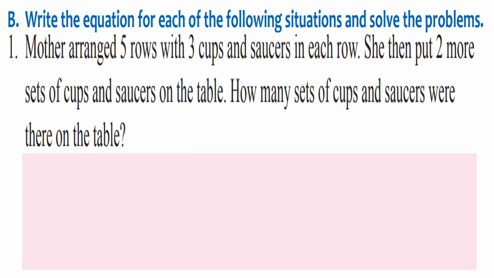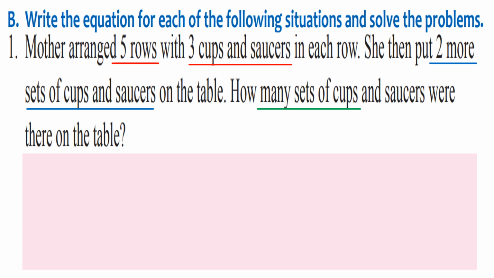Okay, first, I will give you here. Mother arranged 5 rows, 3 cups and saucers each row. Then you have 2 more sets of cups and saucers on the table. How many sets of cups and saucers were there on the table?